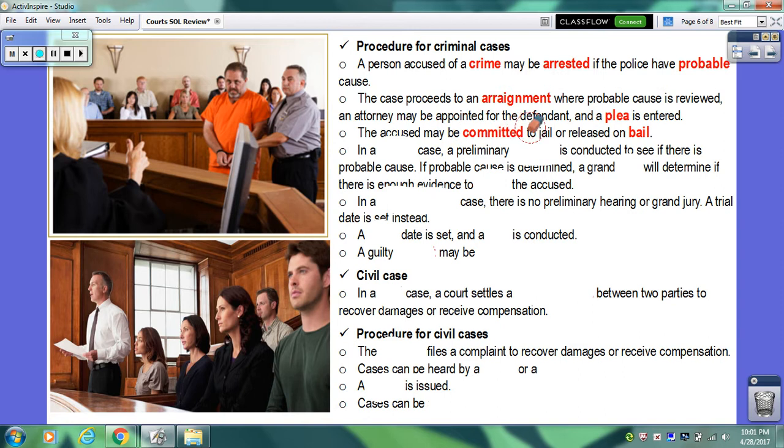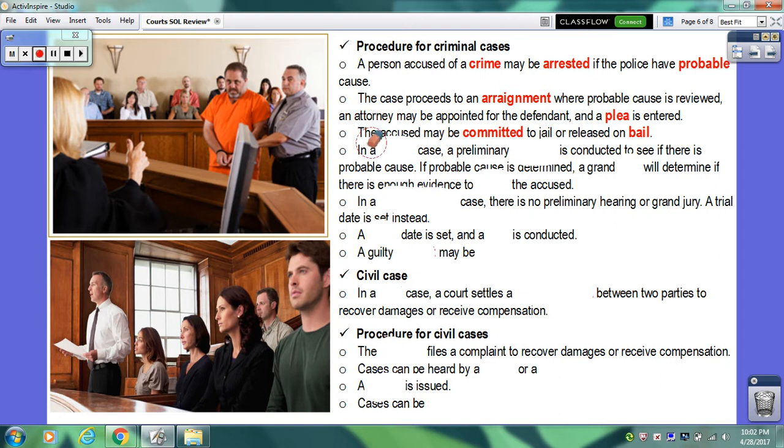So the accused may be committed to jail or released on bail. Depending on the crime committed and how many times this person has committed a crime would really determine if they go to jail and wait for trial to happen, or if they could be released on bail, which is where someone could put up money to release them and allow them to go back home and wait for their court date. The whole point of having bail is to make sure that they come to trial. So if they're not guilty, they would get that money back, but obviously if they're guilty, that money would stay with the court.